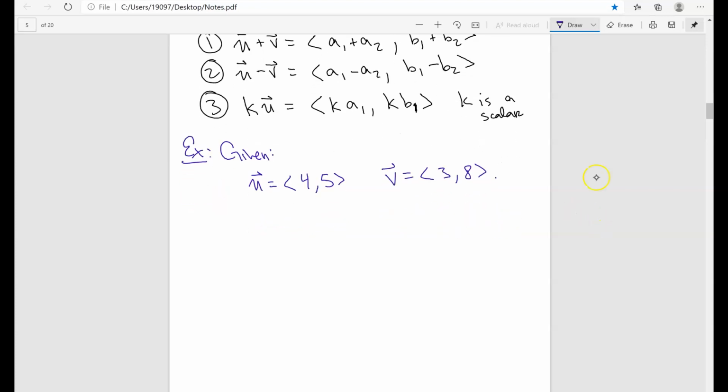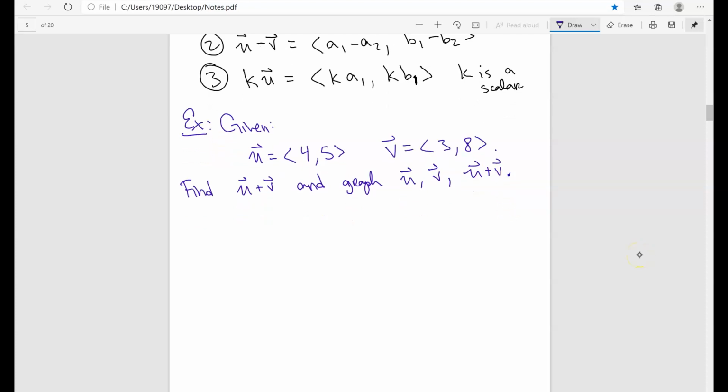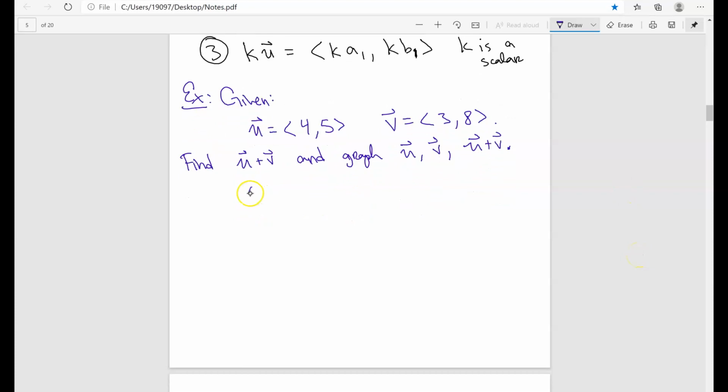Okay, so what I want to do is find u plus v and graph the vector u, the vector v, and the vector u plus v, so that you can see kind of graphically what that looks like. So we're going to start off by adding them. Adding them shouldn't be that difficult.